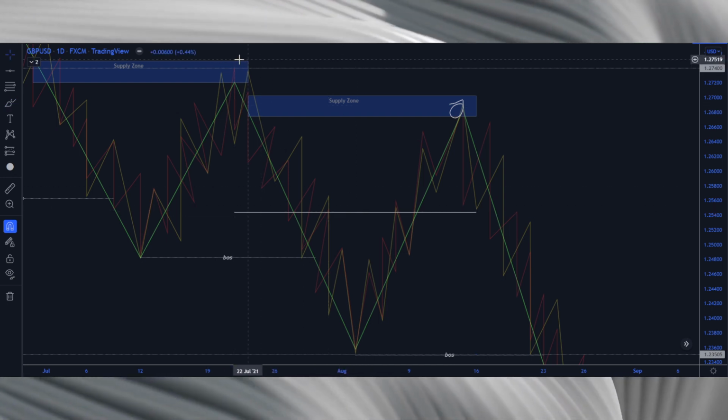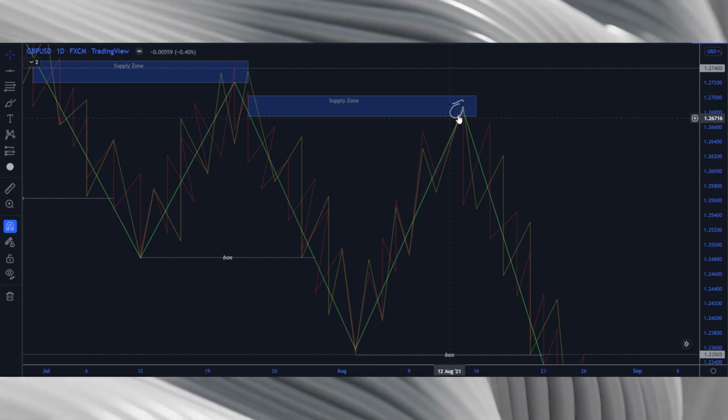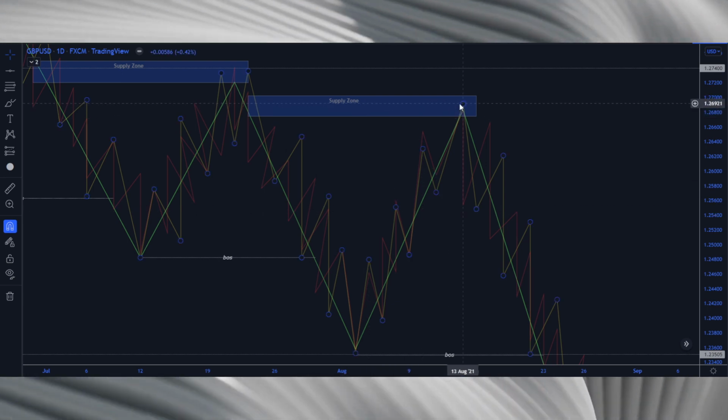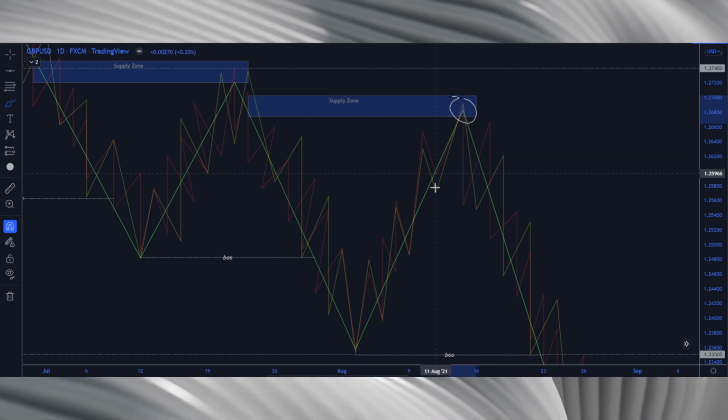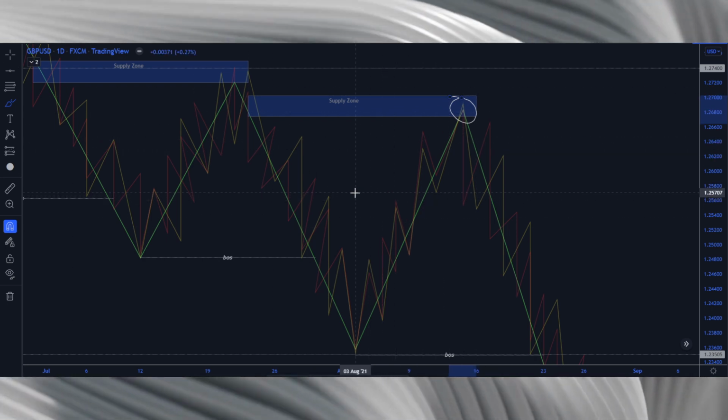But yeah, let's just continue on with what we're doing. So let's say, for example, price just tapped into the zone here. If I just redo that so I can clear it. So price tapped into the zone here. As you can see, we drop to the lower time frame.